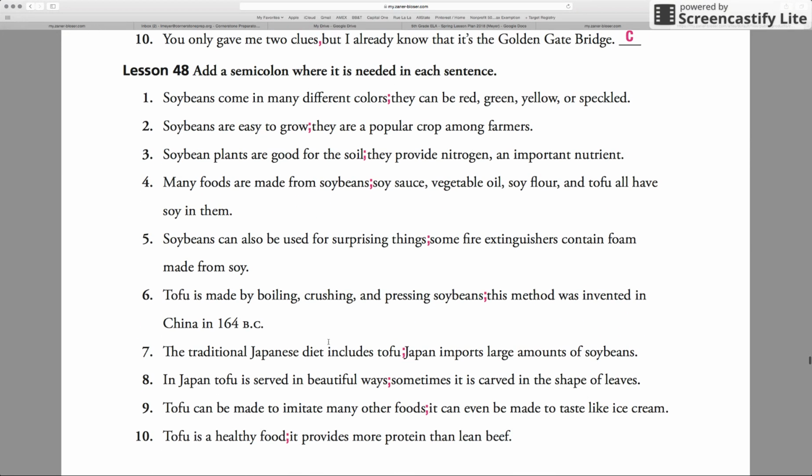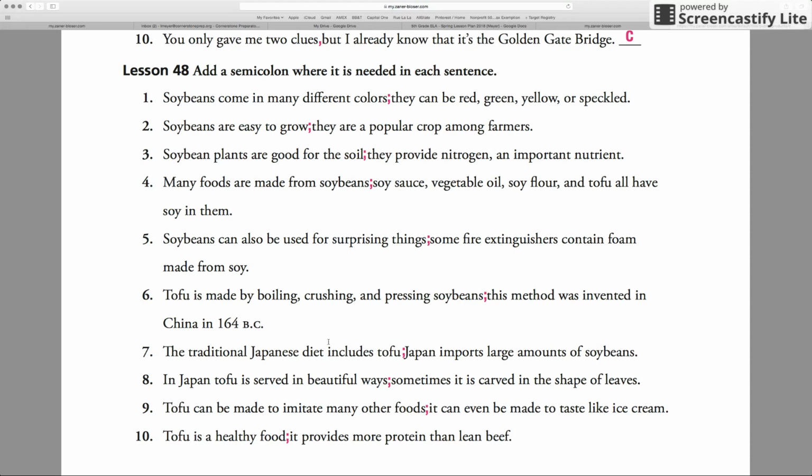So lesson 48, you are adding a semicolon where it is needed in each sentence. Remember that semicolons can be used instead of a comma and a conjunction. You're separating independent clauses in a compound sentence. Biggest thing you need to remember with semicolons is that the 2 independent clauses you are separating need to be related. We talked about this when we reviewed the lesson together.